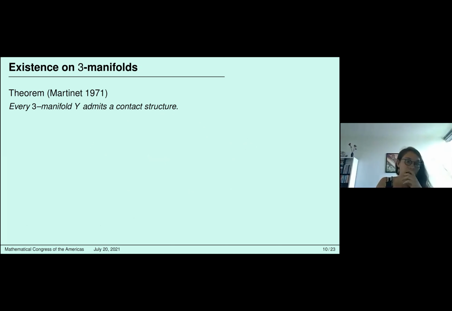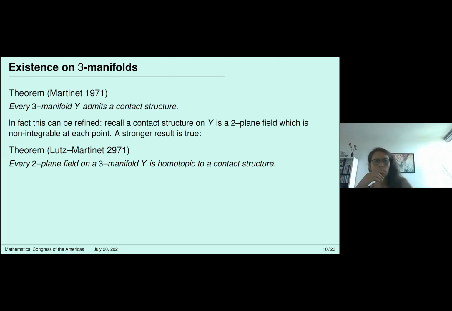Okay, so now one question is just which three-manifolds admit a contact structure? It turns out this is a somewhat classical result, which is that every three-manifold does. Now, in fact, there's a slight refinement of this. It's not only that each manifold admits a contact structure. This is a result from far in the future. No, I'm joking. It's, of course, 1971, not 2971.